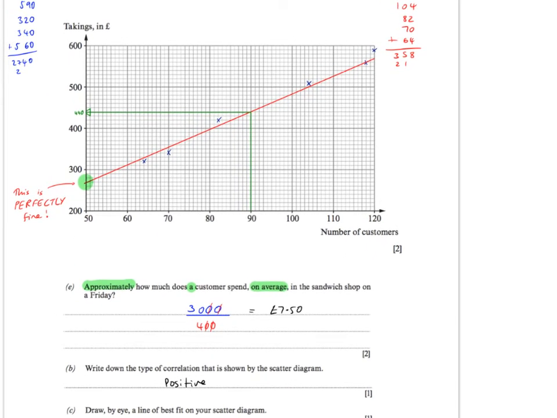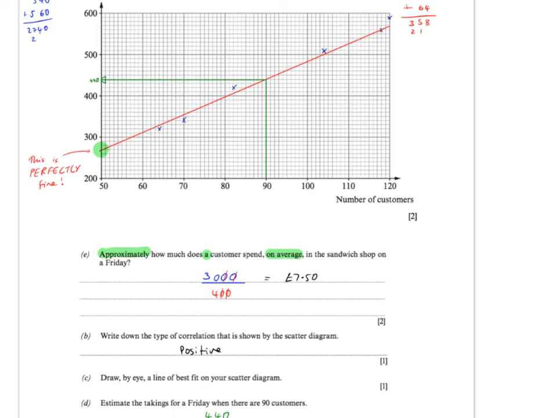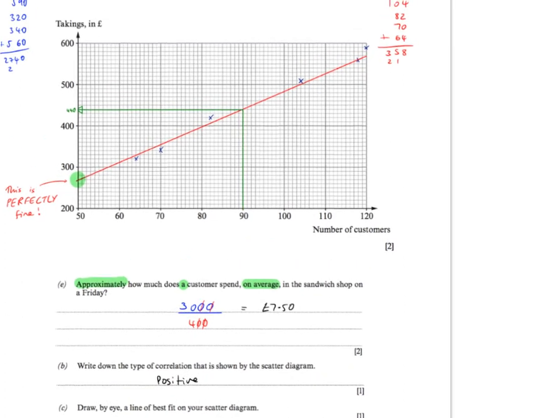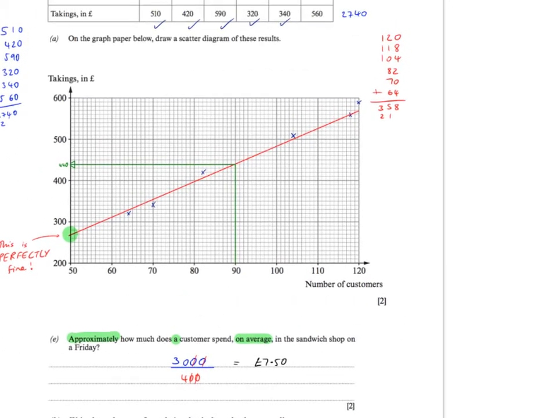It says write down the type of correlation that's shown by the scatter graph, and that would be positive. Draw a line of best fit, I did. Estimate the takings for when there are 90 customers. So you can see by there, is that working? Yeah, I put in a point at 90. I've drawn up there and come across to read off my value there, and I had to read the scale, which was 500. No, it wasn't. It was 440. Okay.